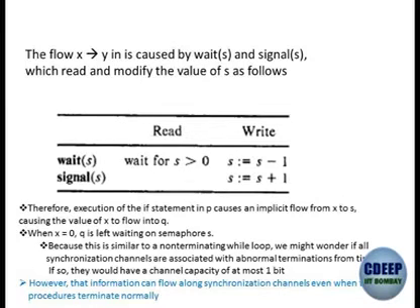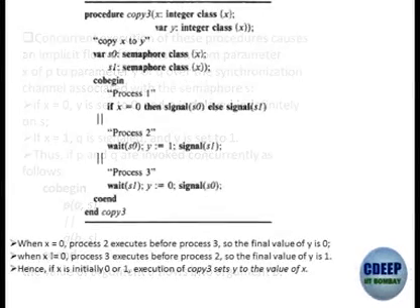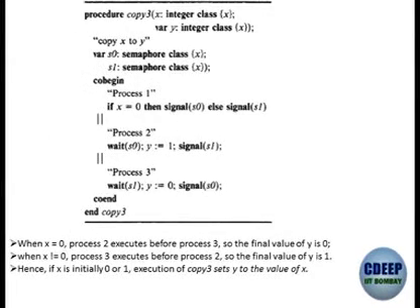However, the information can flow along the synchronization channels even when the procedures terminate normally. What does that mean? Don't worry about abnormal termination or timeout. When the synchronization is happening, the information can flow from A to B because of the synchronization through the semaphore. Now consider another program. These are all concocted programs whose variations show what issues we need to worry about.